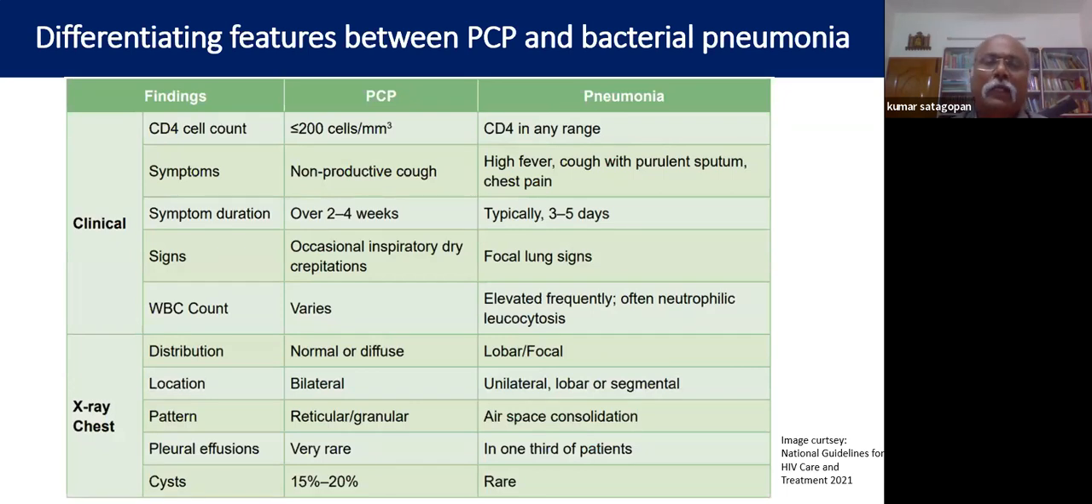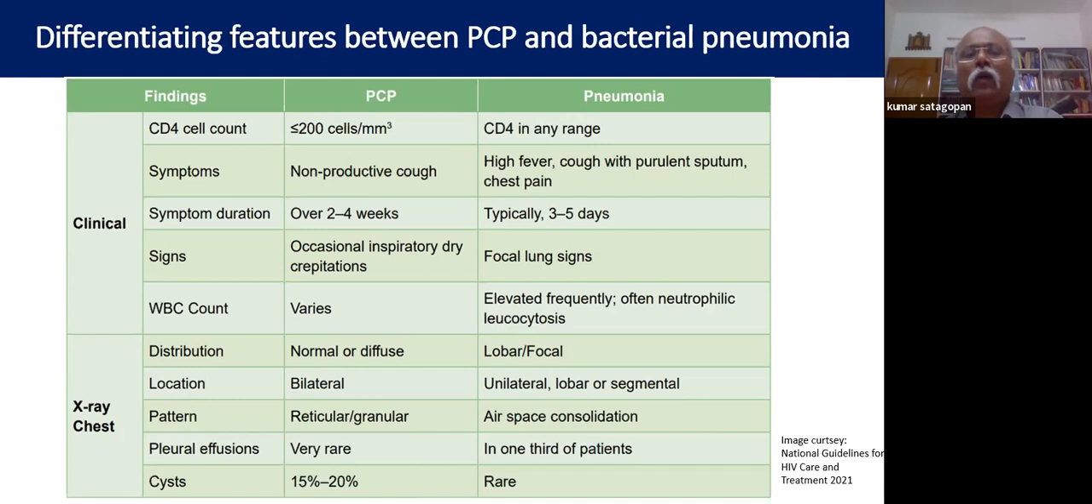The differential diagnosis between PCP and bacterial pneumonia: CD4 will be low in PCP, and CD4 will be higher in pneumonia. Symptoms are non-productive cough in PCP, whereas in pneumonia there is high fever with purulent sputum and pain. Onset is subacute in PCP, acute in pneumonia. Signs are very rare in PCP, whereas focal lung signs in the form of crepitations, tubular or bronchial breathing will be there in pneumonic consolidation. Total count is usually elevated with neutrophilic leukocytosis.